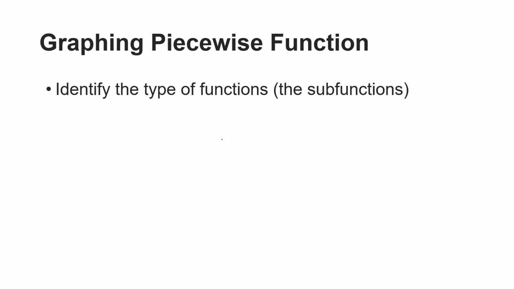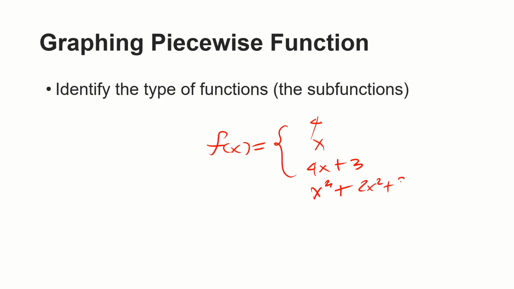So for example, f of x can be defined by a constant function, or it can be defined by an identity function, or maybe a linear function, or it can also be defined by a cubic function. Let's say for example, x cubed plus 2x squared plus 3, or maybe a quadratic function, or other types of function. And we know that these different types of function have different graphs.